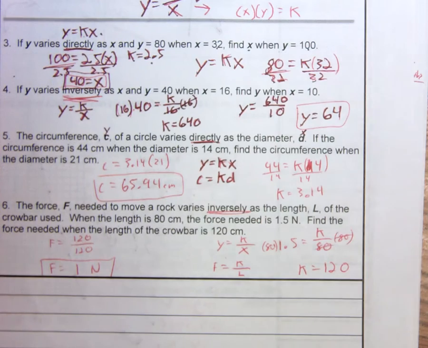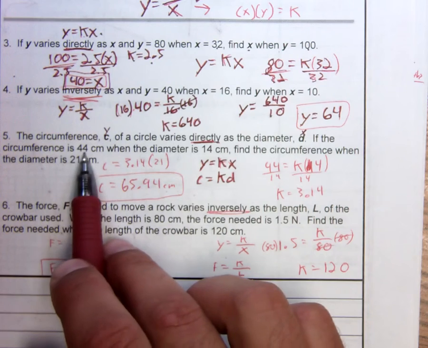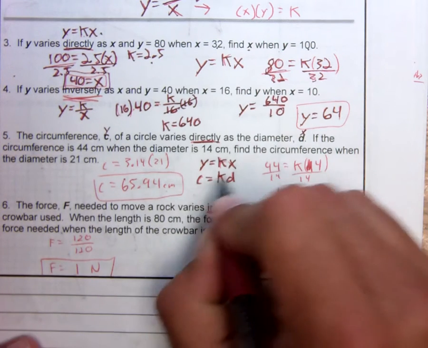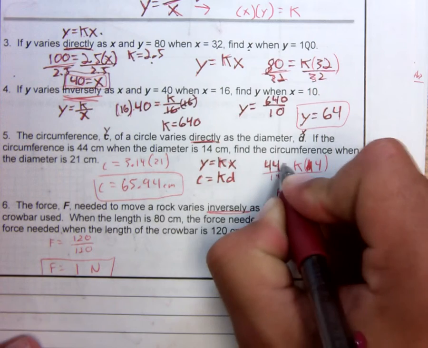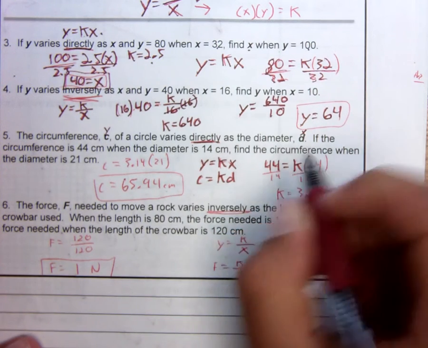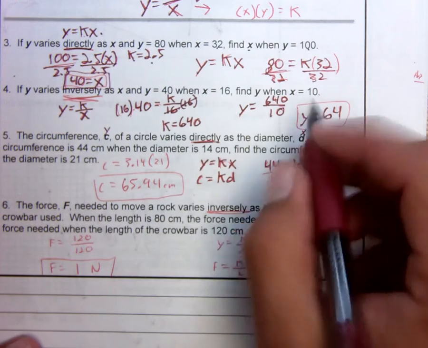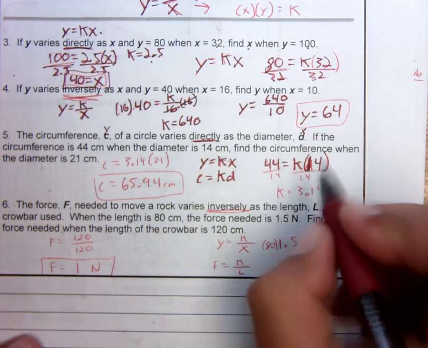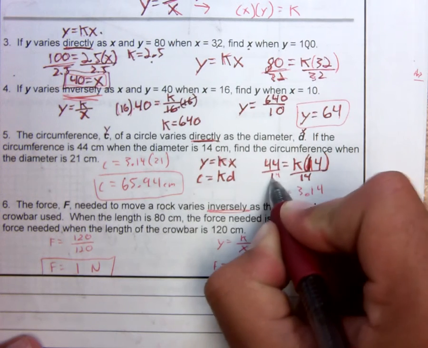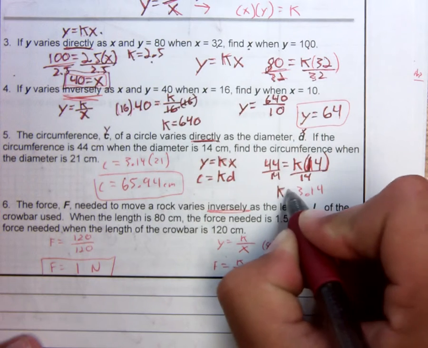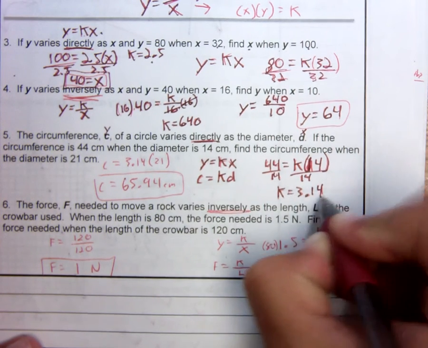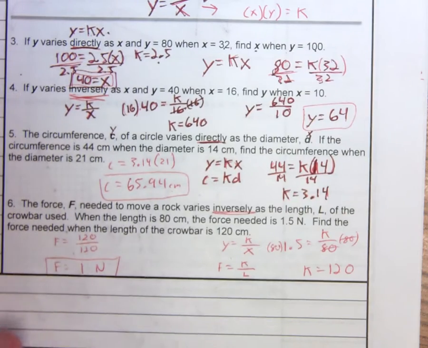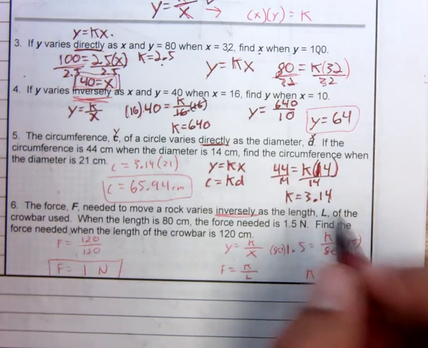And at this point now, it's exactly the same as the last two problems we've done. Let's see what it tells us. If the circumference is 44 when the diameter is 14. So again, C is the circumference, so that's 44 equals k times, and it says the diameter is 14, so D is 14. Okay, solve this. So we divide by 14. Calculator, go to work. 44 divided by 14 gives me 3.14. Hey, look at that. Pi. Circumference equals pi times diameter. So, a little heads up. So k is 3.14.